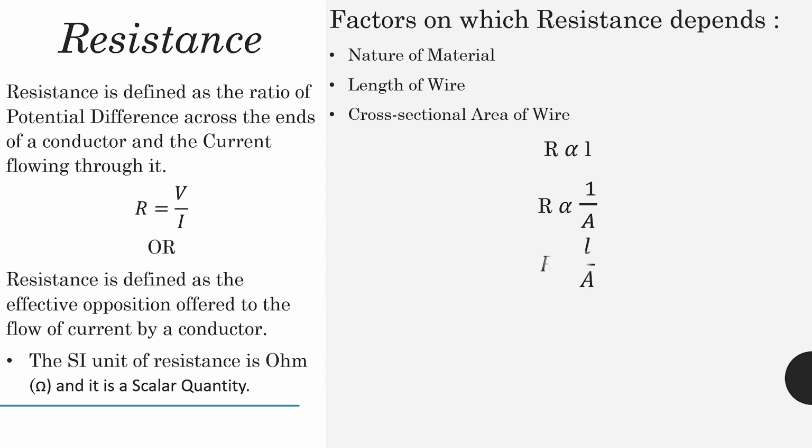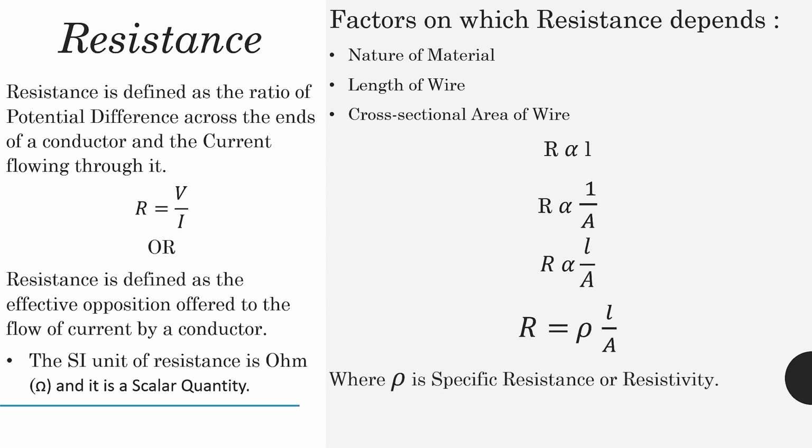If we combine the two equations, we get R proportional to L by A. Removing the proportionality symbol, we get R equals rho L by A, where rho is specific resistance or resistivity.